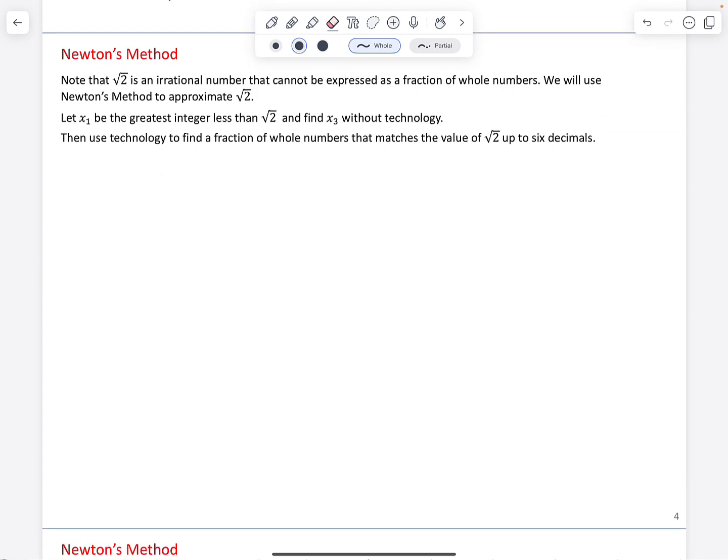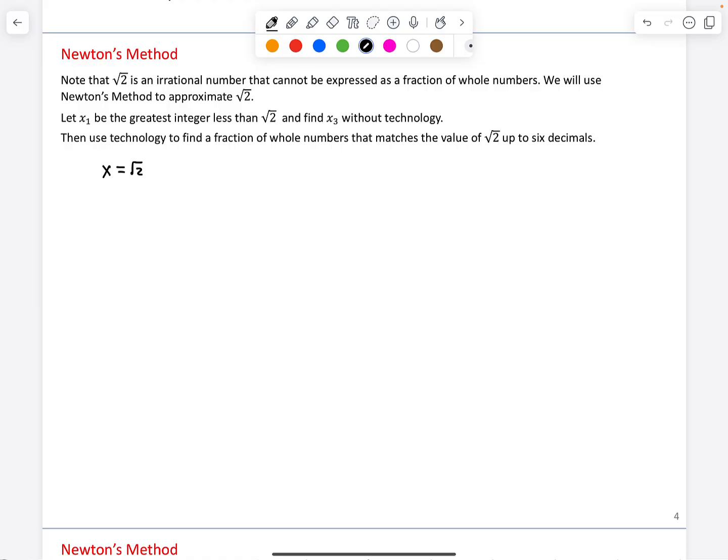Note that the square root of 2 is an irrational number that cannot be expressed as a fraction of whole numbers. We will use Newton's method to approximate square root of 2. Okay, you'll notice that we don't really have a function presented to us. What we want to do is come up with a function that has a root of radical 2. So we want our root to be square root of 2.